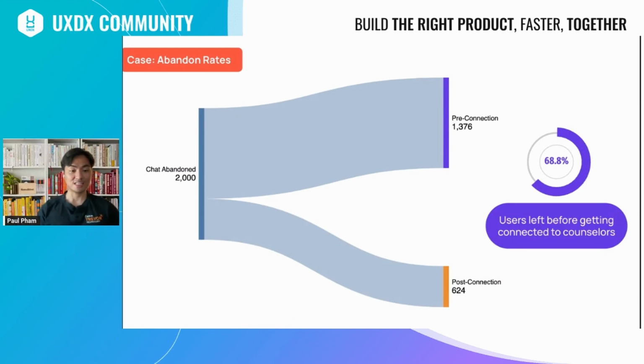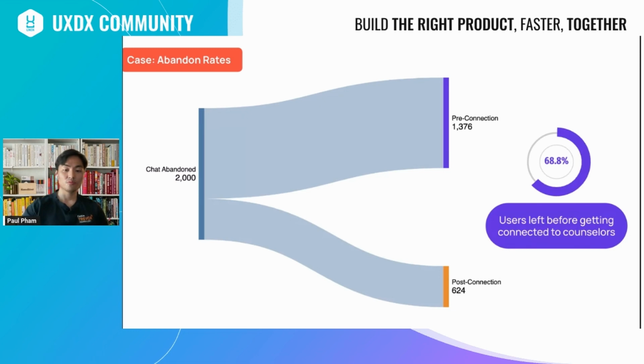Essentially, pre-connection stands for anytime a user leaves our services before getting connected to a counselor. As you can see here, out of those 2,000 on average, about 68.8% of the time, people leave our services before even getting connected to a counselor. And that's a really big number. In this chart, you can see about 1,376 people left our services before even getting help. So that was a big number that we wanted to target.